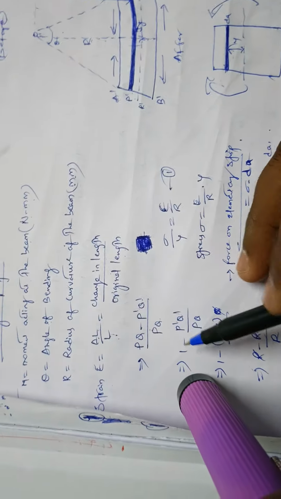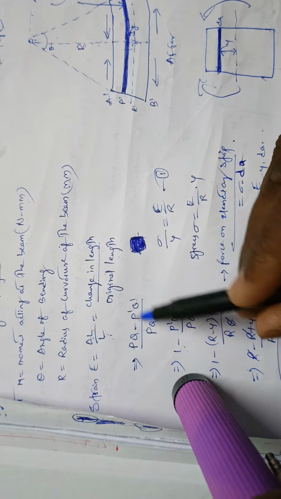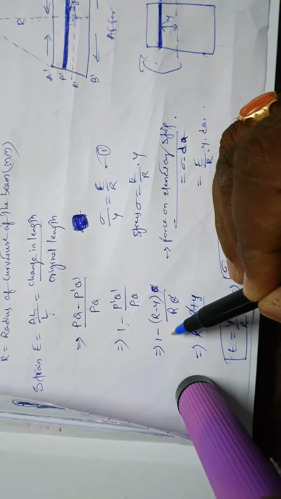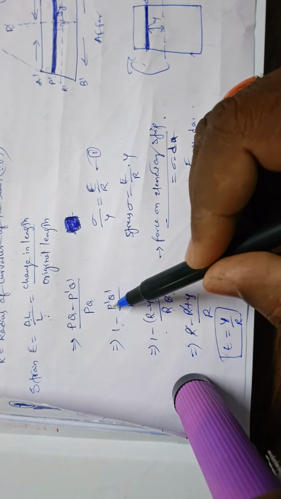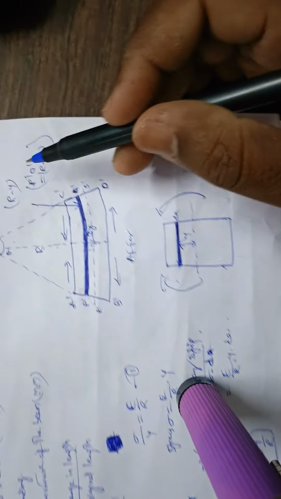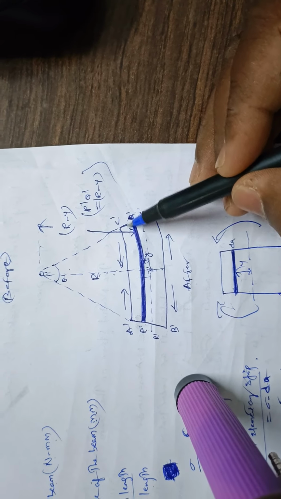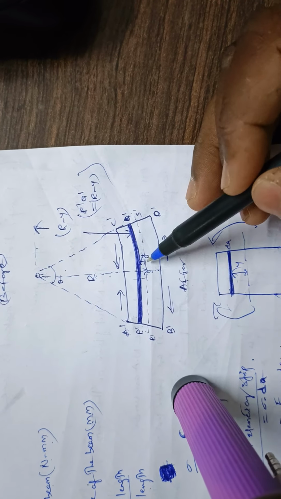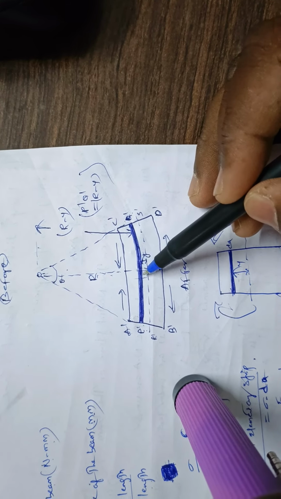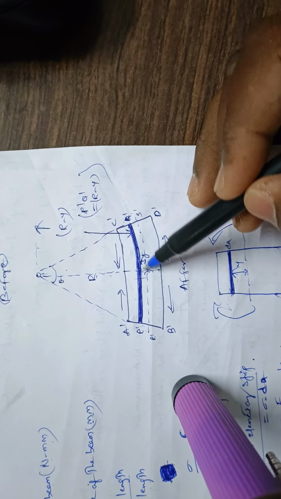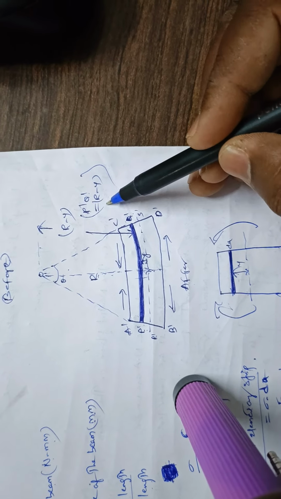Okay, so next, strain is equal to 1 minus P dash Q dash by PQ. So 1 minus P dash Q dash by PQ is equal to 1 minus (R minus Y) theta by R theta. Here P dash Q dash is nothing but, you can see here, the length from the point O, known as R, up to the neutral axis. Here R minus, the distance from the neutral axis at this point is called Y. So P dash Q dash is equal to R minus Y.